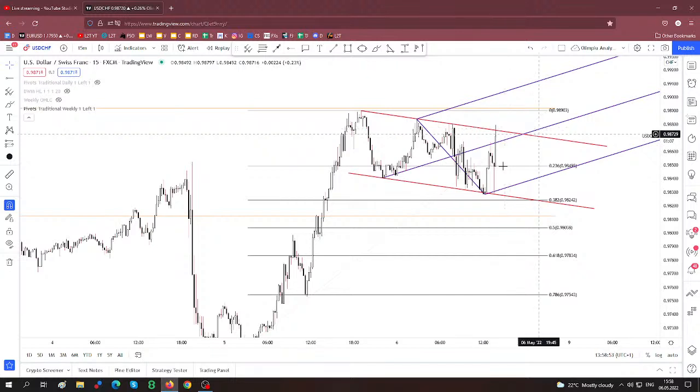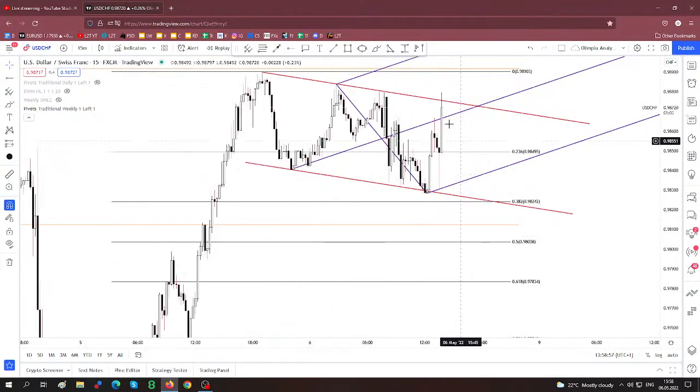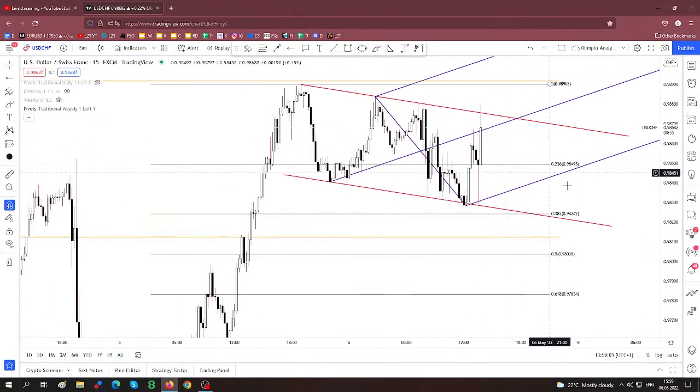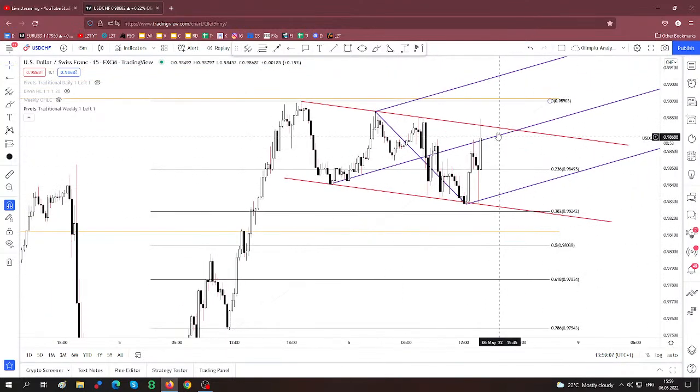Because you can see here, I said earlier that this could still be only a false breakout. That's why I didn't want to go long from here, and that's why I'll wait. I'll wait for strong confirmation.